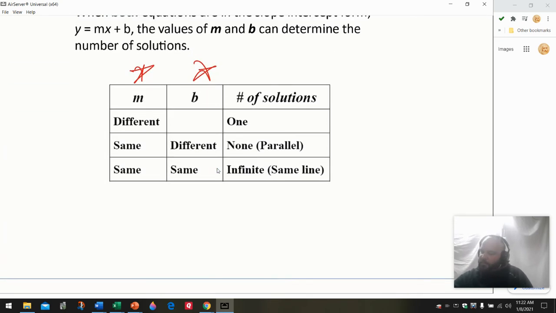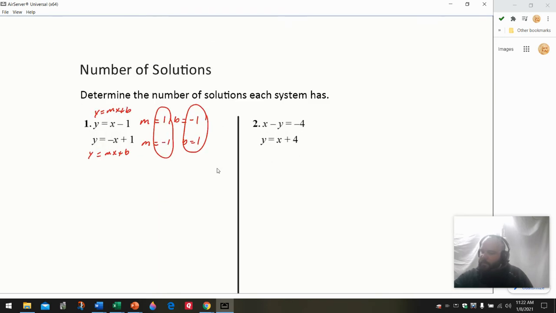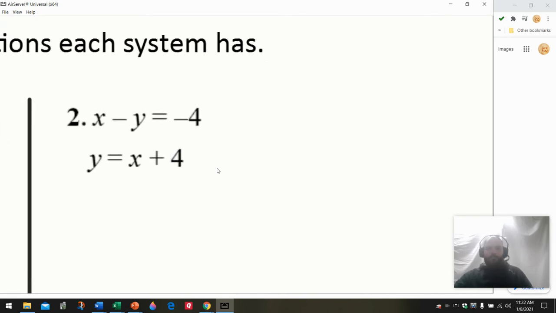So if I go to my table and I say the slope is different, the b is actually not going to matter no matter what if the slopes are different. If b is same or different, it doesn't matter. You will have one solution. So in this case, then, when we scroll down here, there is one solution.